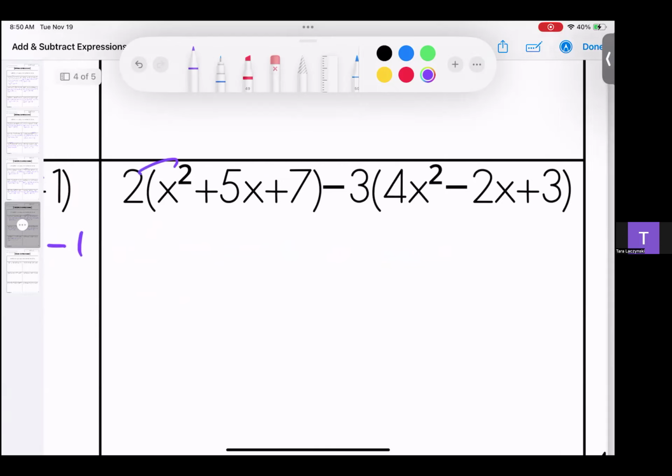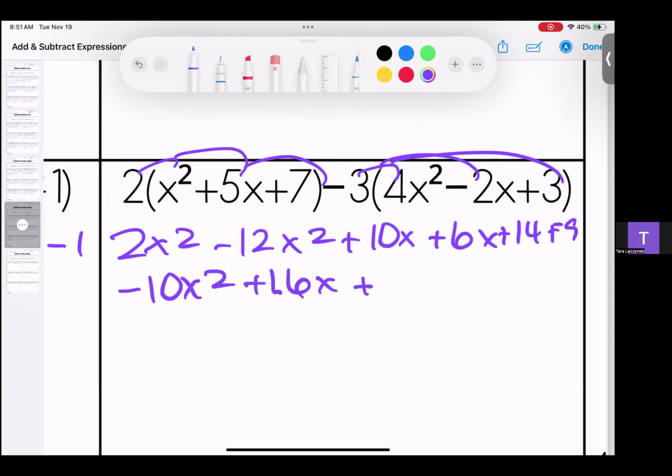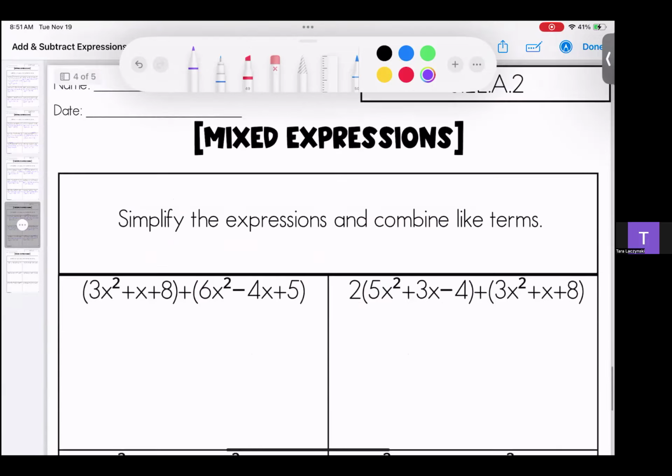Over here, sharing out the number and sharing out the number and the sign. So 2x squared minus 12x squared plus 10x plus 6x plus 14 plus a negative 9. Let's double check. We have 2x, we have 10x, we have 14, we have negative 12x, we have positive 6x, and then we have negative 9. So we have negative 10x squared plus 16x plus 5. All right, that's the end of page 4. Questions? Bring it.